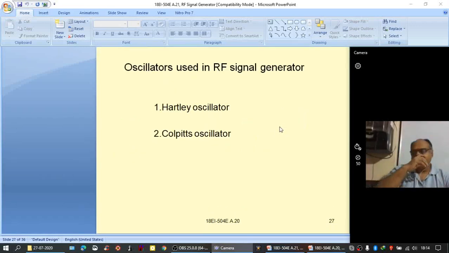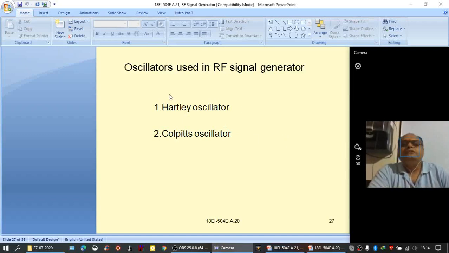So that is about shielding. What is shielding, why is shielding necessary, and how shielding will nullify the effect of interference signals, either electromagnetic interference or radio frequency interference.